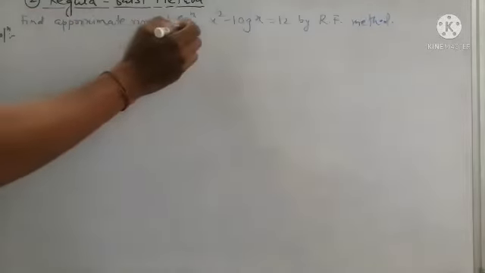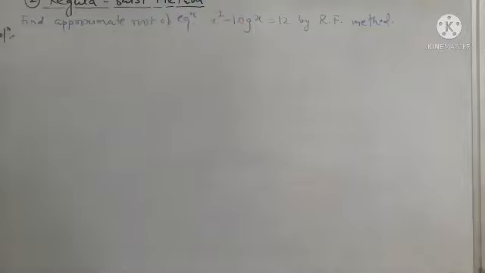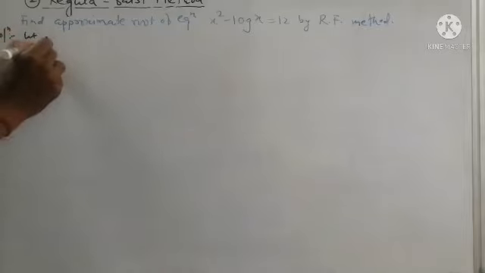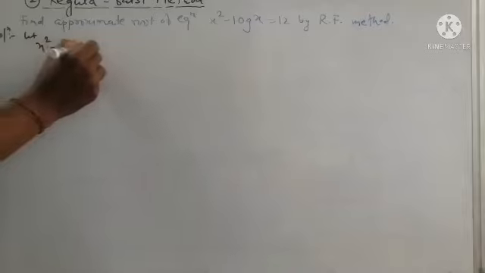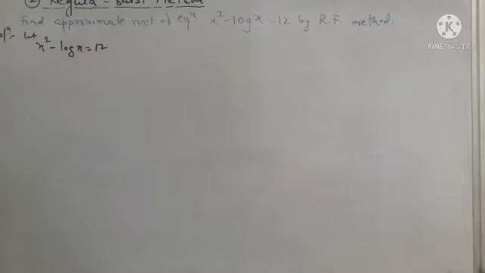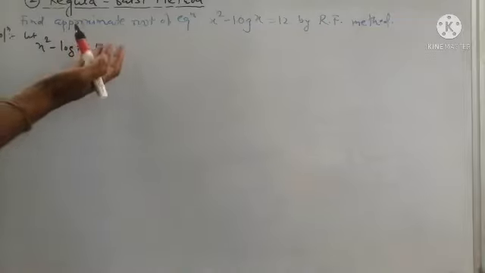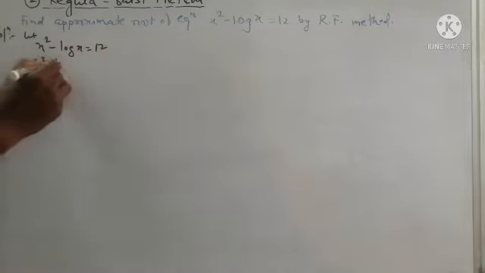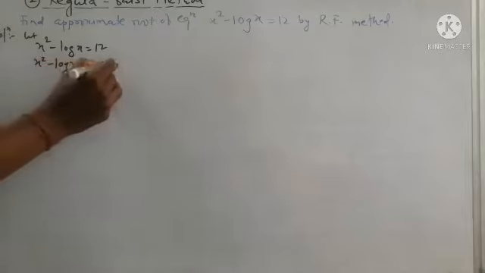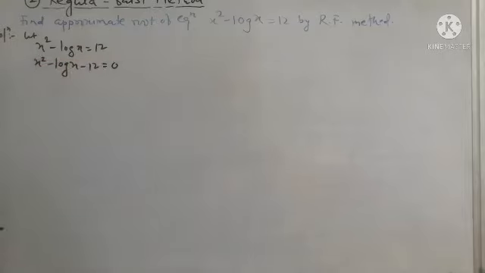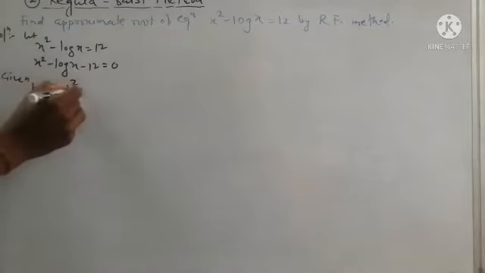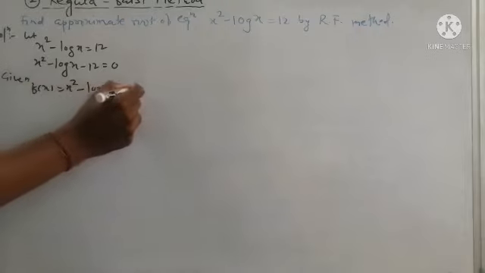Find approximate root of equation x square minus log of x equal to 12 by regula falsi method, that is RF method. In solution, we have given the equation x square minus log of x is equal to 12. This is an algebraic equation, but not in standard form, as the right hand side is not 0. So we take the term of right hand side on left hand side, so we get x square minus log of x minus 12 is equal to 0. Now comparing this with standard form, here we have function of x as x square minus log of x minus 12, put it as number 1.